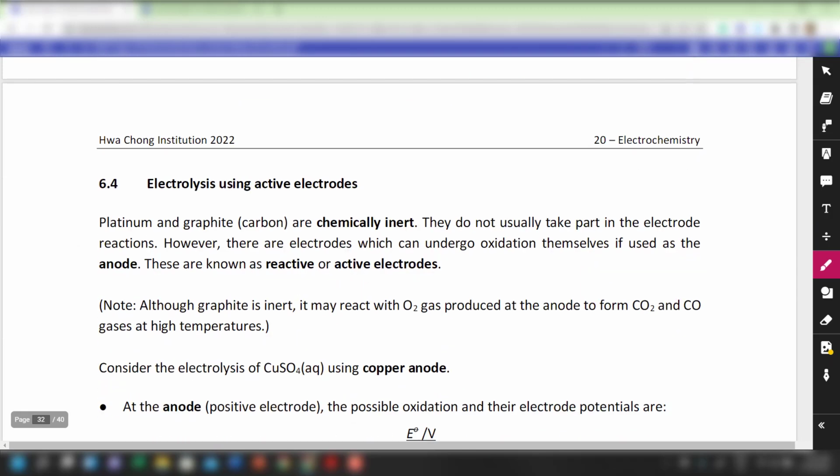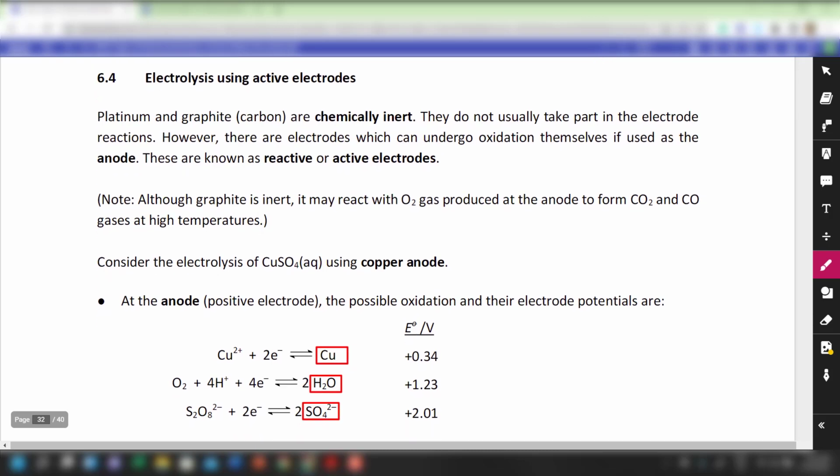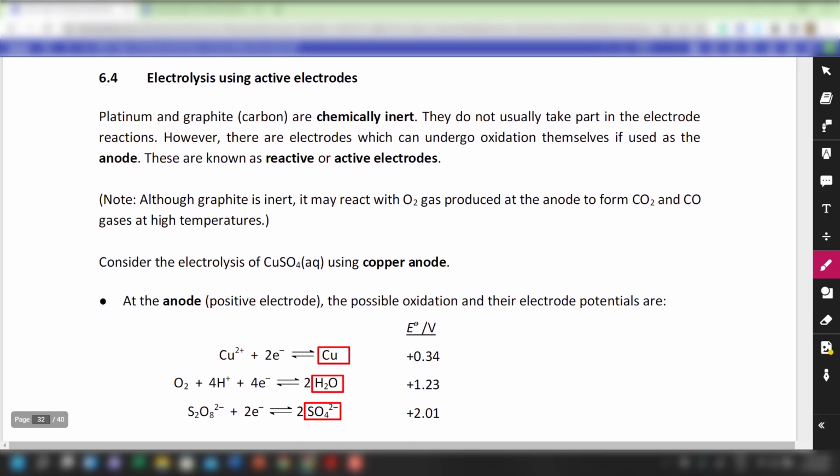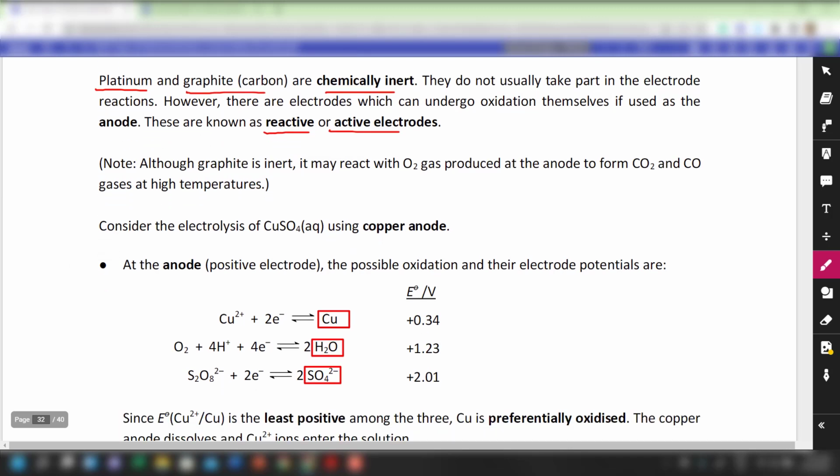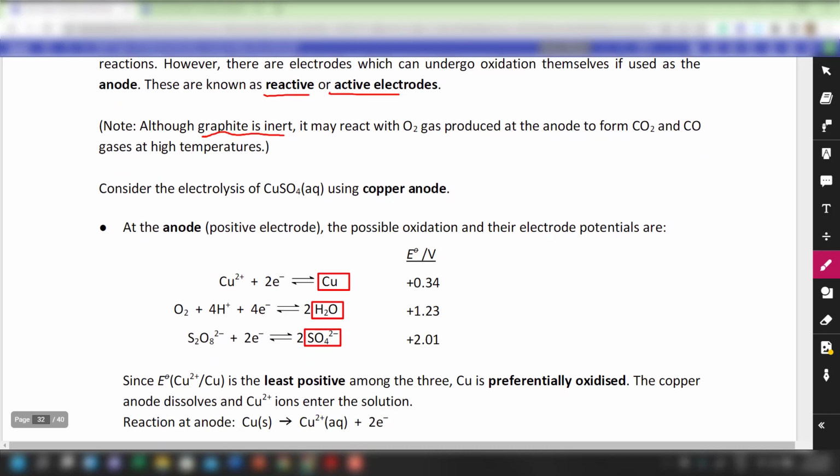Then next we have section 6.4, electrolysis using active electrodes. We understand from secondary school that platinum and graphite are chemically inert. But sometimes the electrodes themselves can undergo oxidation at the anode, so these are known as active or reactive electrodes. Do take note that although graphite is inert, sometimes it will react with the oxygen produced to give us carbon dioxide and carbon monoxide gas at high temperature.